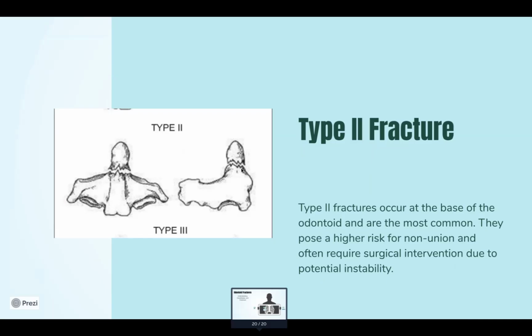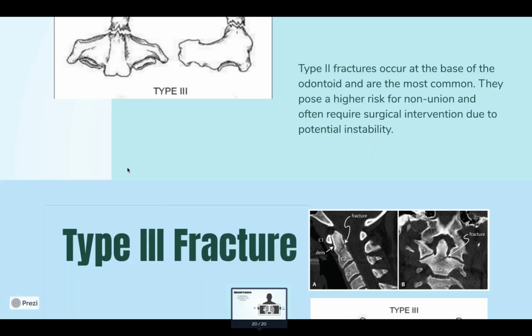Type 2 involves the base. These are the most common type of injuries, and they're very high risk for non-union, so they tend not to heal sometimes. And often they would actually require surgery to prevent instability.